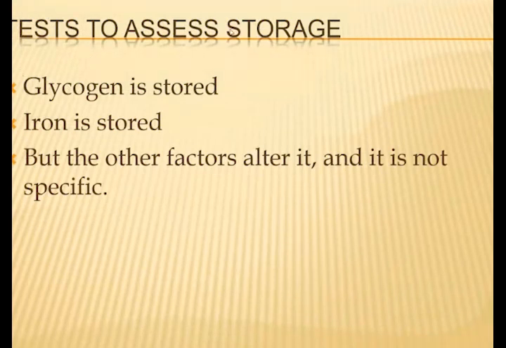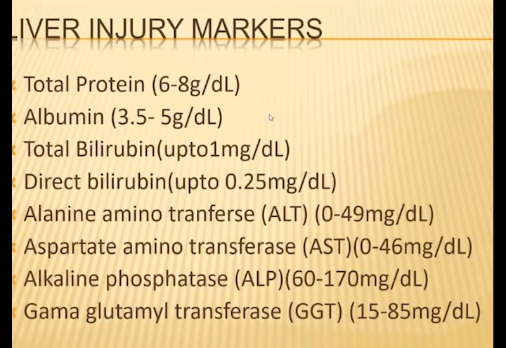And to know the storage part of the liver, what are stored? Glycogen is stored, iron is stored, and also vitamins are stored in the body. So glycogen storage and iron storage and other factors are not specific. So both will be stored in the liver, glycogen and iron.